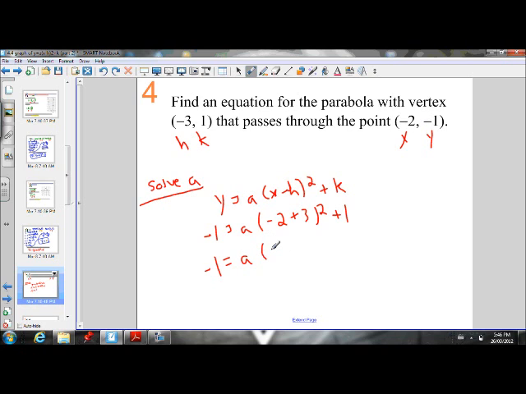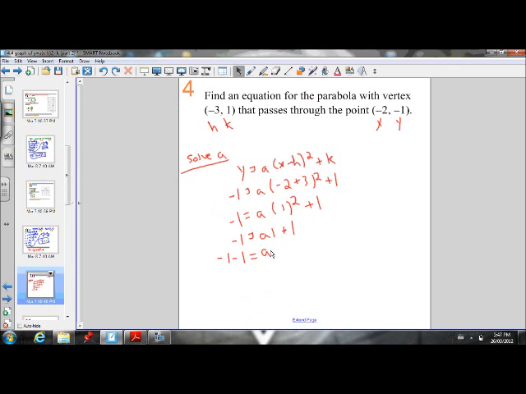-1 equals a times (-2 plus 3), which is +1, plus 1. Lots of 1's going on here. Okay. -1 equals a times 1 squared, which is just 1, plus 1. So a times 1 is just a. If we move this +1 over, we get -1 minus 1 equals a times 1, which is a. Let's extend the page a little bit here. -1 minus 1 is -2. So our a value is -2.